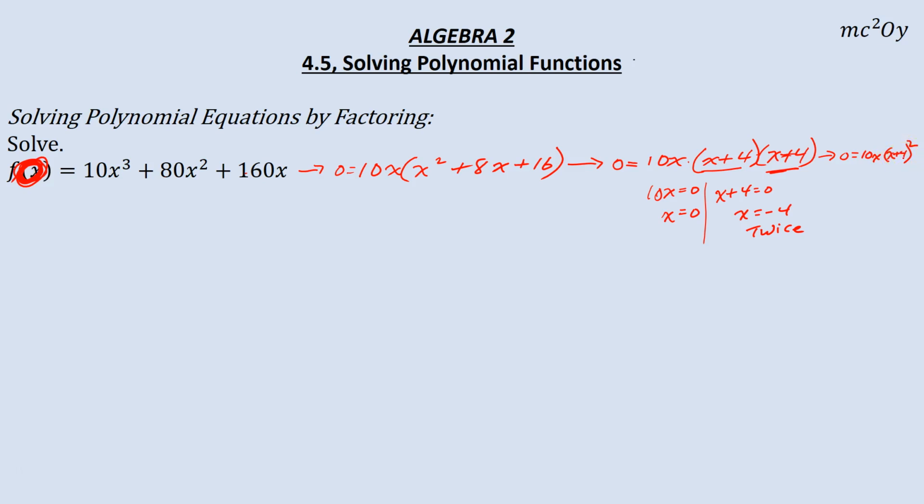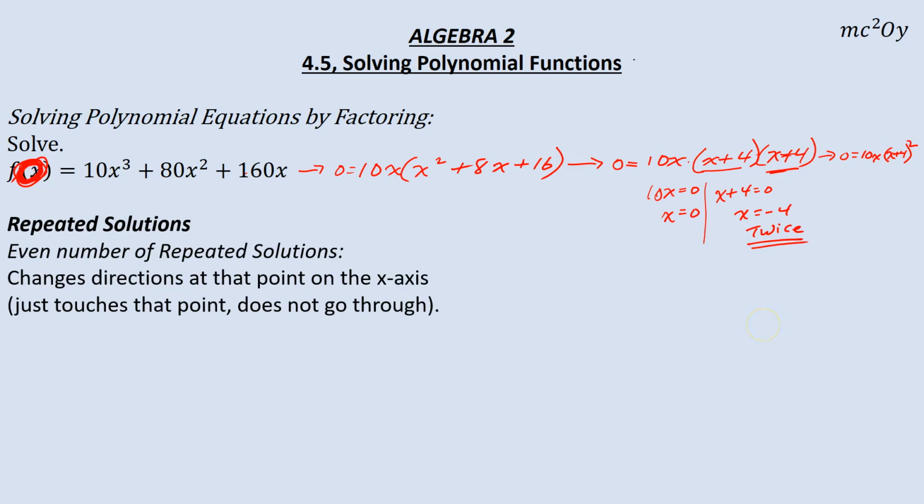So what this means is I have multiple zeros at negative 4. If you have repeated solutions, or multiple zeros at a place, and there are an even number of those repeated solutions, like in this case 2 repeated solutions of negative 4, so we have x equals negative 4 and x equals negative 4, we have it 2 times. That's an even number of repeated solutions, and that means my graph is just going to go up and touch that point on the x-axis and then change directions. A lot of times we call that a bounce.